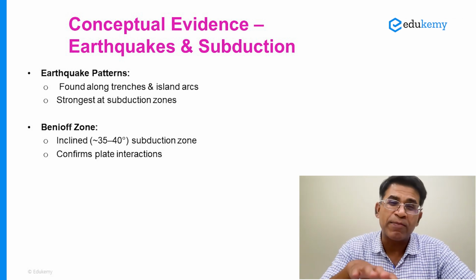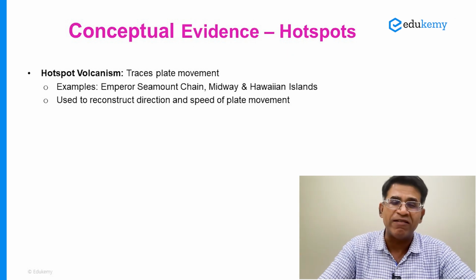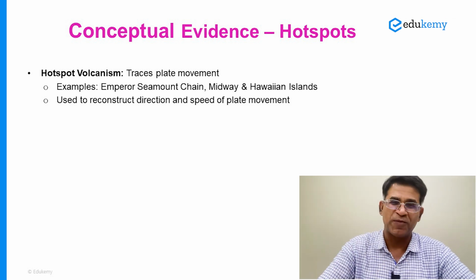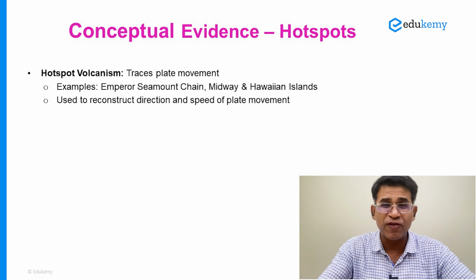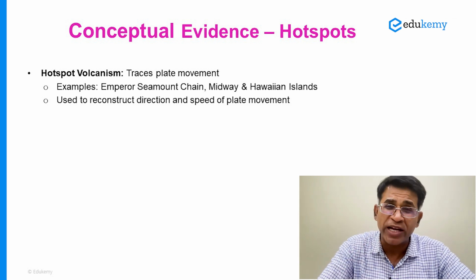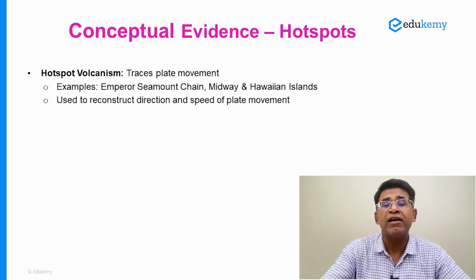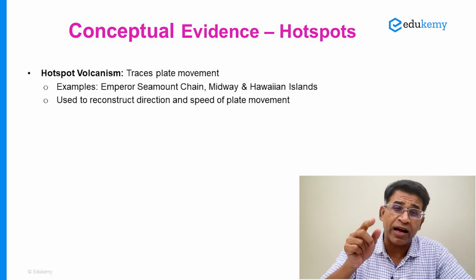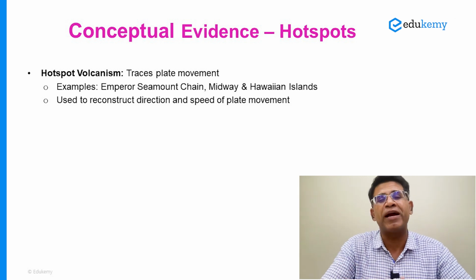Now, in the modern concept, a fourth important evidence will be the evidences related to hotspot activities, where hotspots are tracing islands on the surface of the oceans. The hotspots are tracing the linear chain of volcanic eruptions. If you have your notes, you'll all know about the Emperor Seamount chain, Midway Islands, Hawaiian Islands. So all of that tells us the hotspot volcanic accumulations can not only tell us about plate movement, but they can accurately help us reconstruct the direction of the plate movement and also the speed of the plate movement.